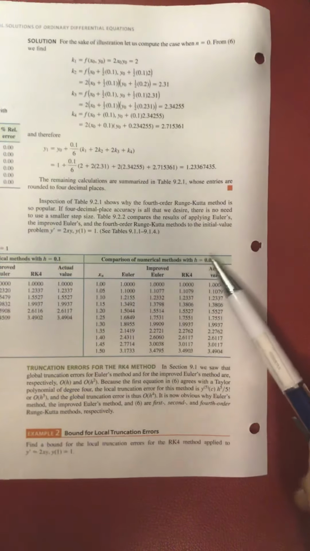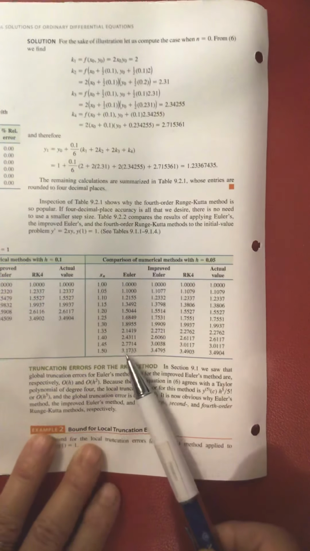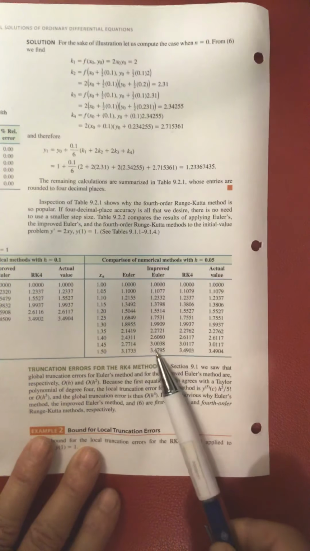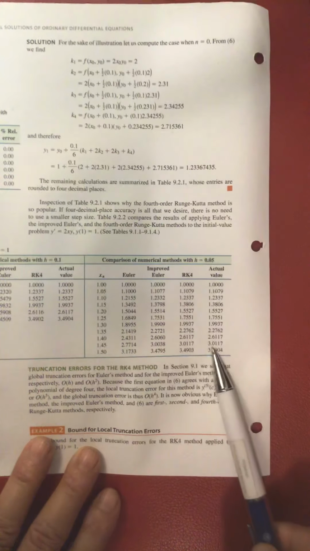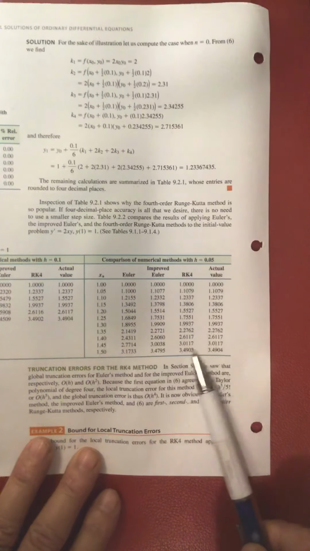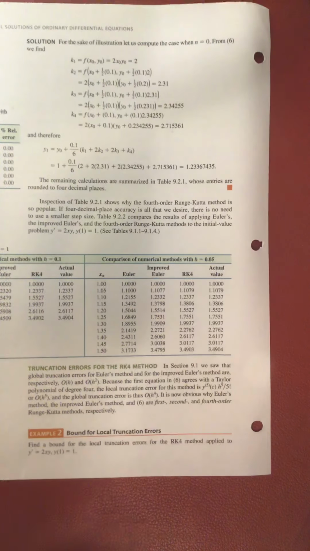If we do 0.05, again, Euler's is more accurate, but it's still quite a bit off. The improved Euler is getting better, but notice the RK4 is almost dead on. The error, again, is there, but not much. So numerical methods are a grind to grind out, but once you have the formula, you just plug it in and do it and do it and do it.